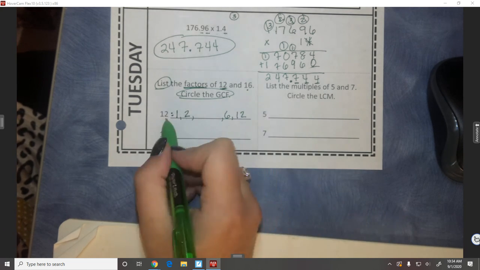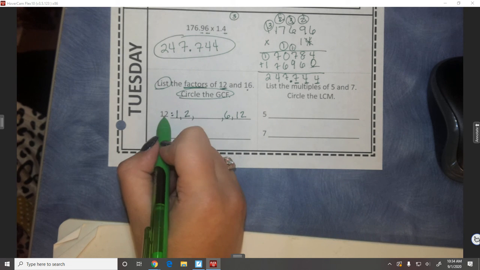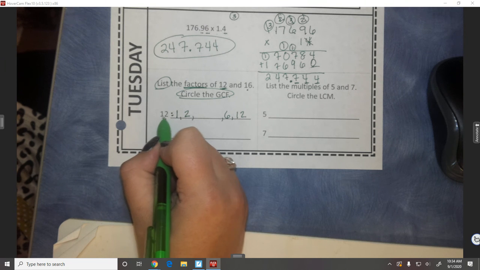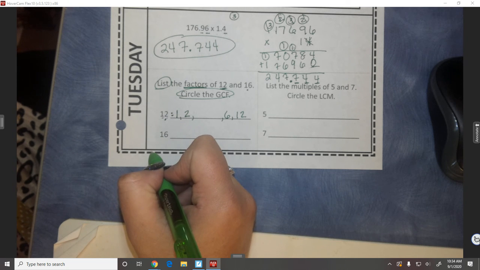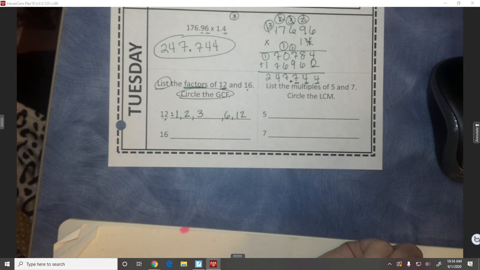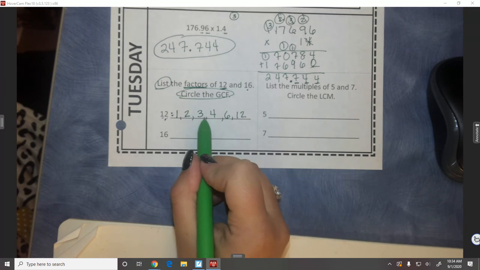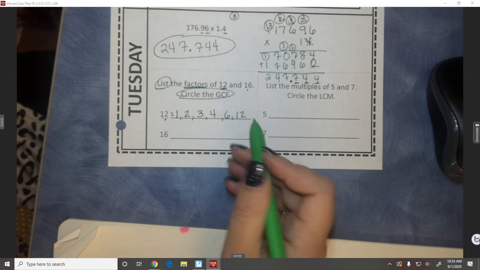All right, so now I'm going to try 3. Does 3 times something equal 12? Well, according to my divisibility rules, if I add these up, 1 plus 2 is 3. 3 is a multiple of 3, so I know 3 is going to work. So 3 times what equals 12? 4. Now there's not a number between 3 and 4, so we know we're done.